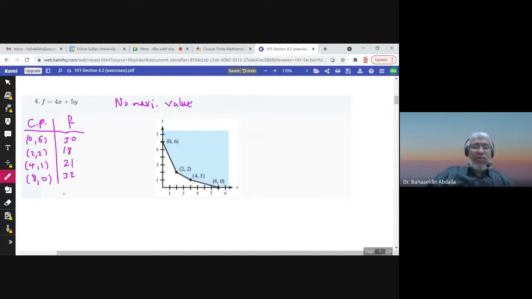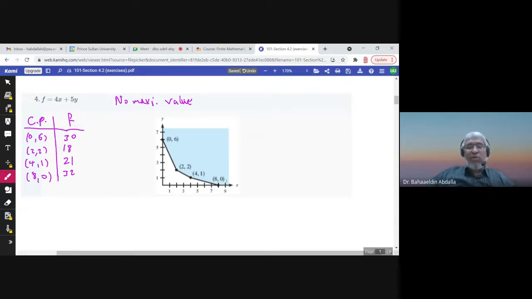So we cannot say that the maximum is 32 because, for example, just choose this point, 10, 10. It will give you more than 32. So 32 actually cannot be the maximum. No maximum value for this function. But the minimum value of the function f is 18 at x equals 2 and y equals 2.